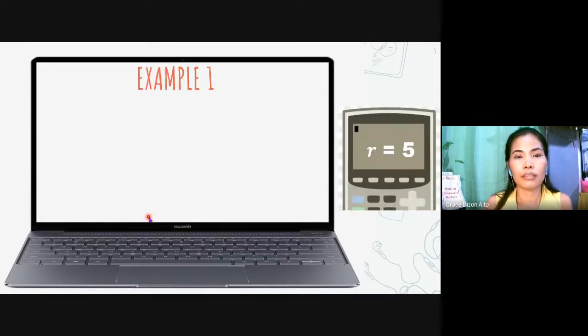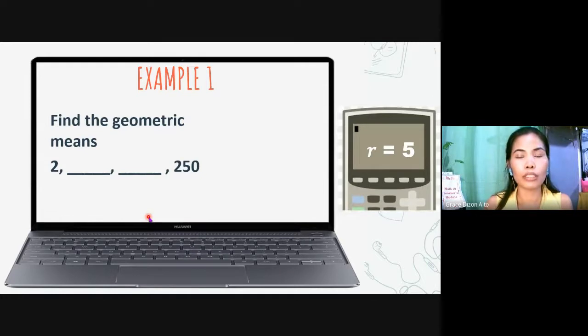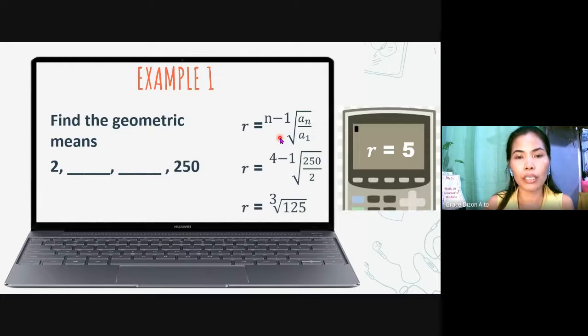For example, find the geometric means between 2 and 250. Since we have two blanks here, that means we will be using two geometric means. So to solve for that, we will have to solve for the r using the formula. Substitute the values. n is 4 since we have two extremes, that's 4 minus 1 root of 250, which is our last term, divided by 2, which is our first term. The answer for 250 divided by 2 is 125.